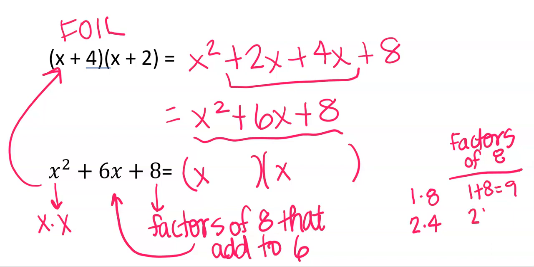So when I add those factors together, do I get 6? And that's what the middle number should be. So you take those two numbers and you fill them in. It's kind of working in a backwards fashion.